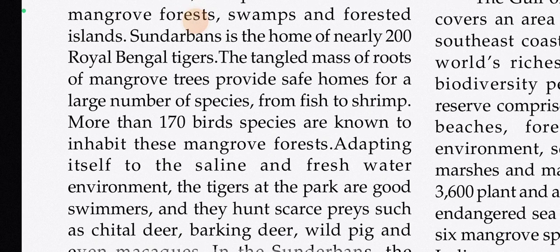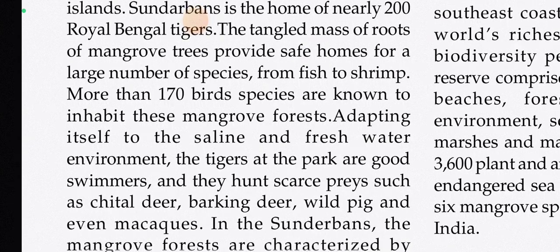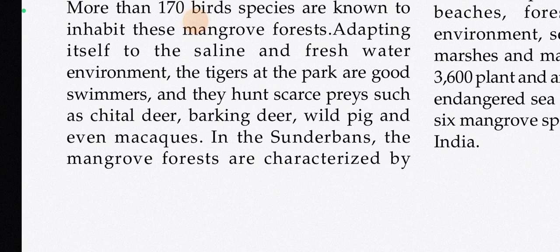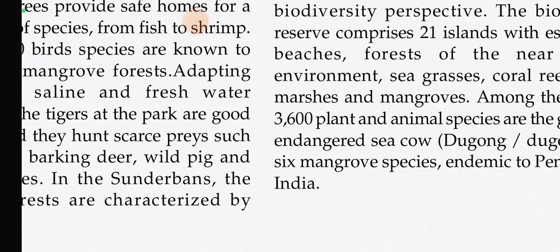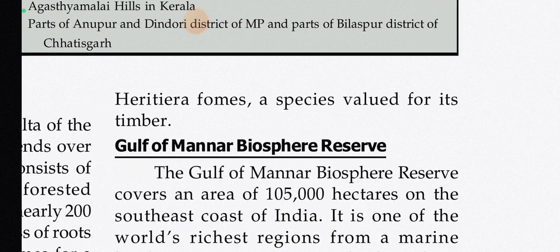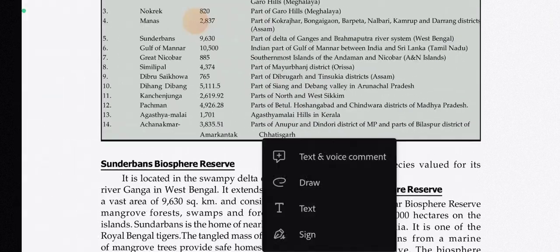Sundarban is the home of nearly 200 Royal Bengal tigers. The tangled mass of roots of mangrove trees provides safe homes for a large number of species from fish to shrimp. More than 170 bird species are known to inhabit these mangrove forests, adapting itself to the saline and freshwater environment. The tigers at the park are good swimmers and they hunt prey such as chital deer, barking deer, wild pig and even macaques. In the Sundarbans, the mangrove forests are characterized by Heritiera-forms, a species valued for its timber.